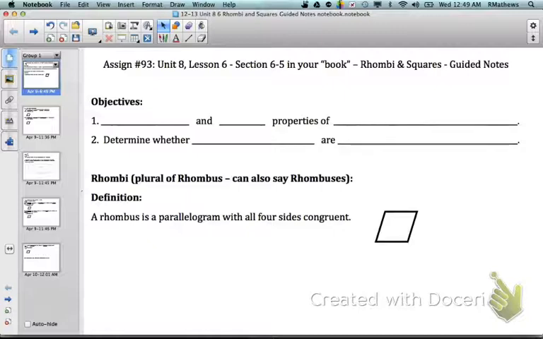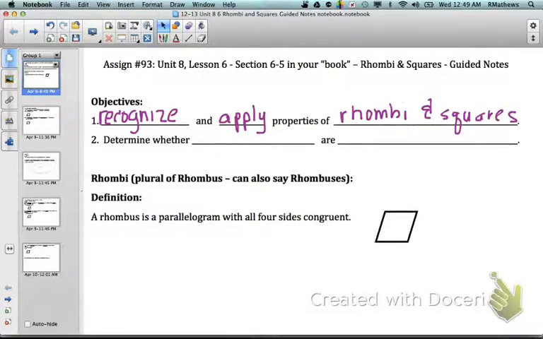So the first one is to recognize and apply properties of rhombi and squares. And then the second objective is to determine whether quadrilaterals, so four-sided figures, to determine whether they are rectangles, rhombi, or squares.